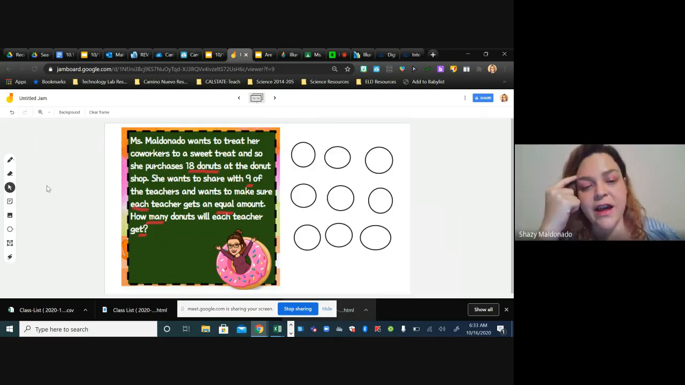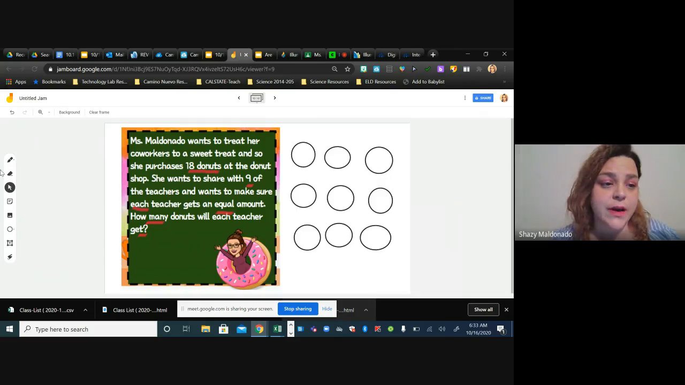And now I remember that I have 18 donuts, and I want to pass out an equal amount of donuts to each teacher. So what can I do? Well, I can partition. I can start passing them out by ones. Later on, we're going to get more efficient and think about faster ways to pass out things or partition them based on how big the number is. But I'm just going to start by passing out one donut to each teacher.